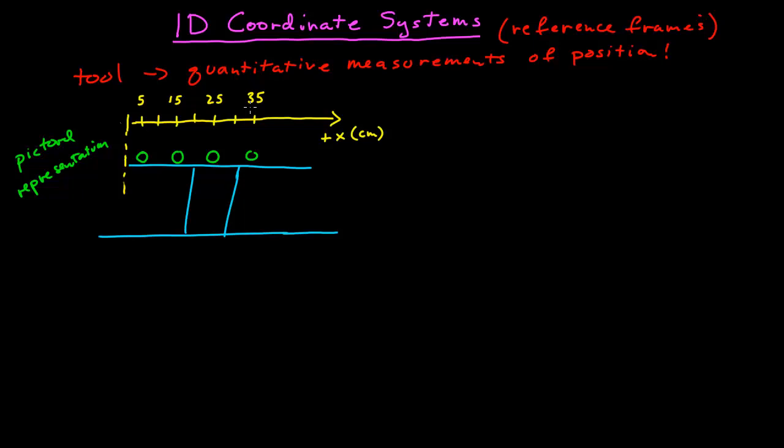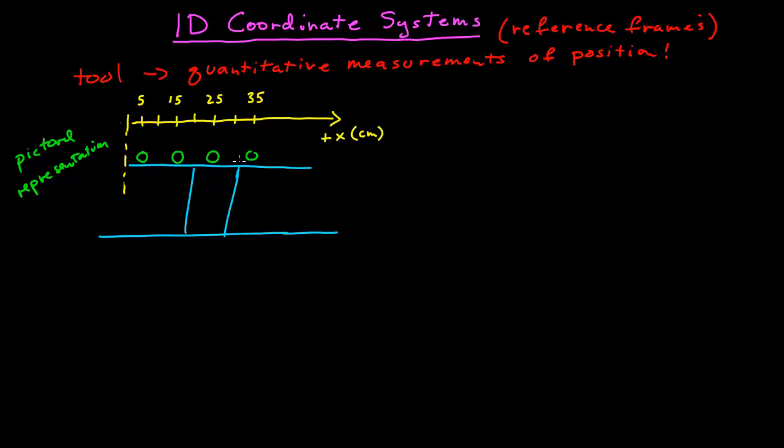With my coordinate system, I now have a quantitative measurement of position. A coordinate system or a reference frame is a tool that we place on our pictorial representation, our schematic representation, that gives us a quantitative measure of what's going on.